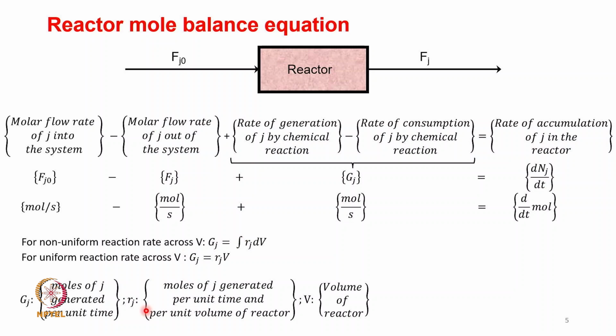Let's again just consolidate the units. Gj is the moles of J generated per unit time, and Rj, the reaction rate, we will define as moles of J generated per unit time and unit volume of the reactor, and V is the volume of the reactor. So to get Gj, we multiply Rj times V, so that the units of moles generated per unit time can be recovered.